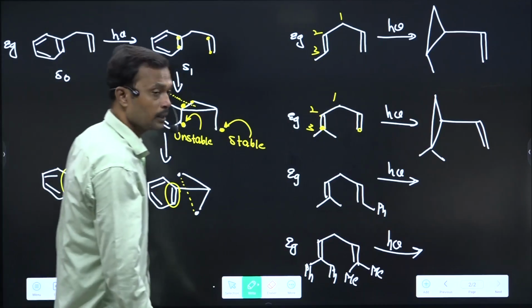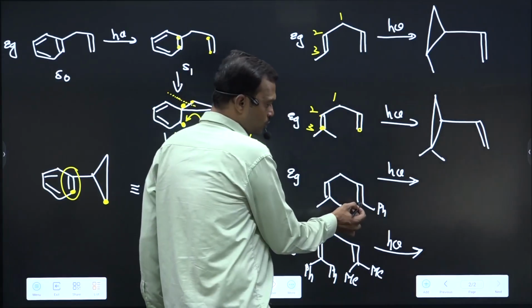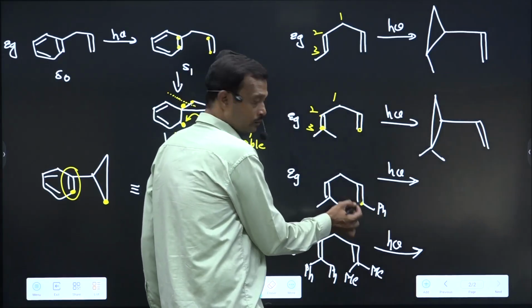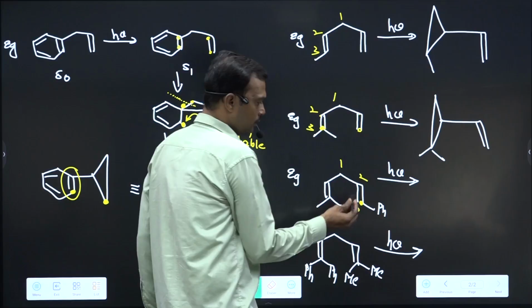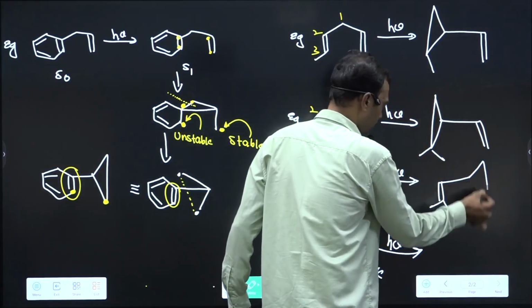Now which is more stable? Left or right? Right is more stable. Benzyl. So 1, 2, 3. Now 1 and 2 you write the double bond as it is. You join this 1 and 3.